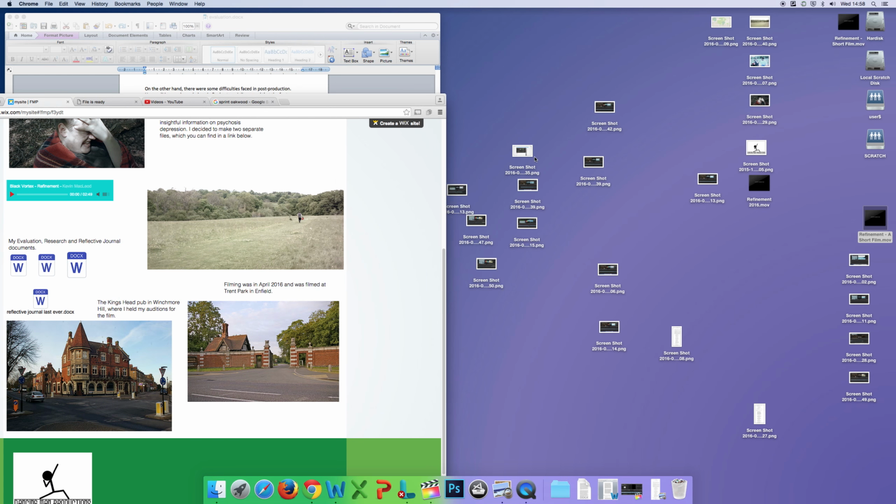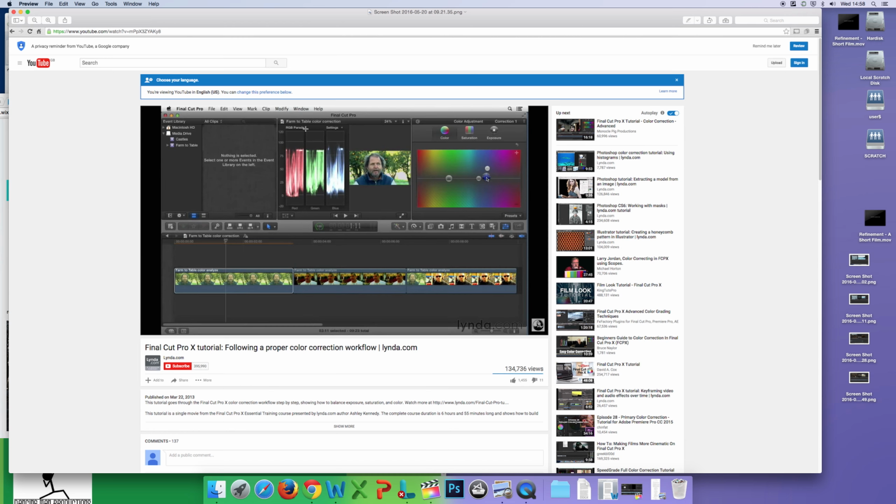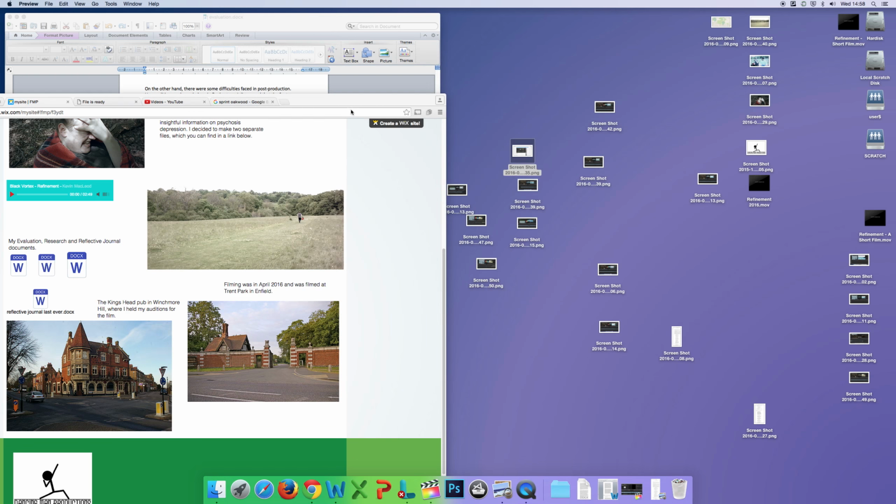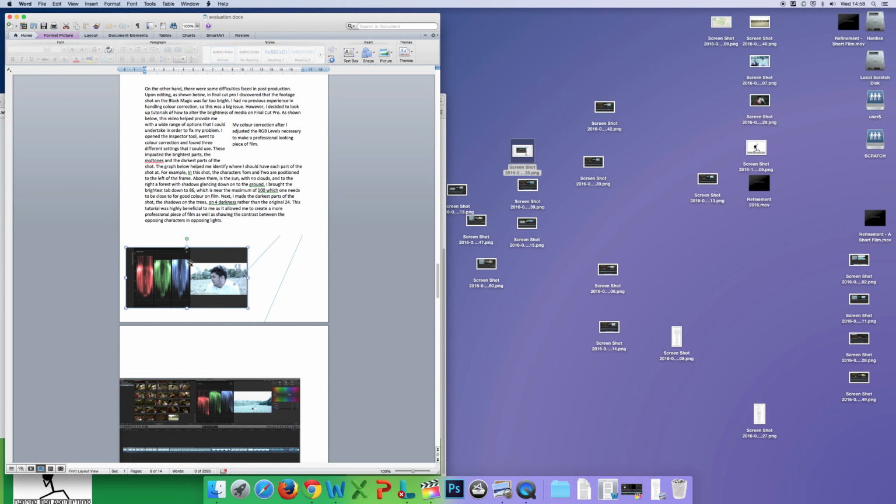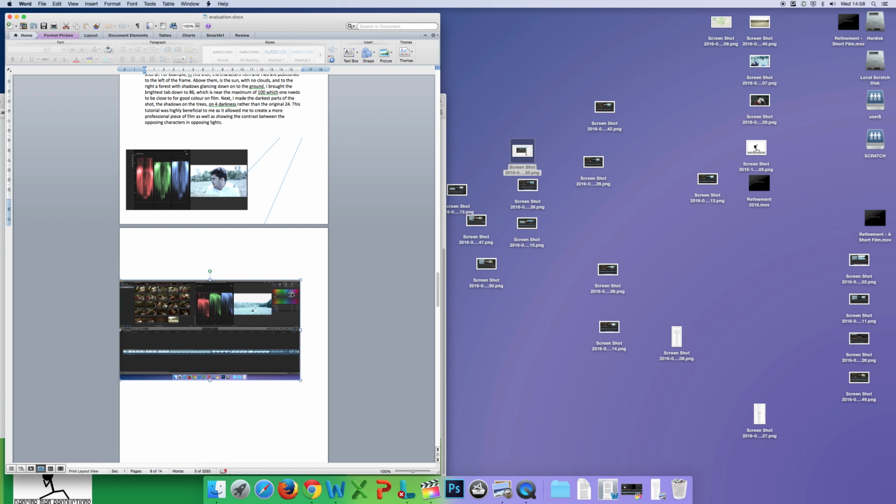Here is a screenshot of the tutorial. This is a tutorial I went onto here. This is by a YouTube video loader, lynda.com. They showed me how to use the RGB parade and luma waveforms to adjust the colour, saturation, and exposure. So in this video I saw her correct the colour of this man's interview. And here I've been doing the same with the RGB parade, showing how I've changed it, and showing the saturation on here as well, and how it's affecting the image.